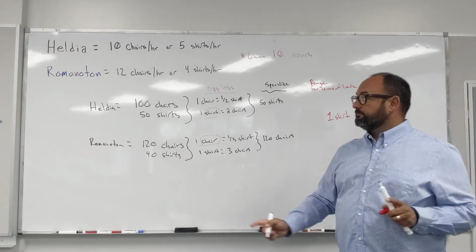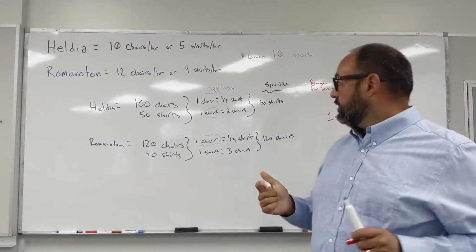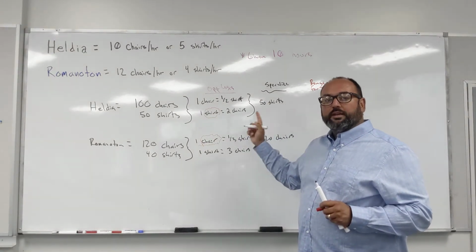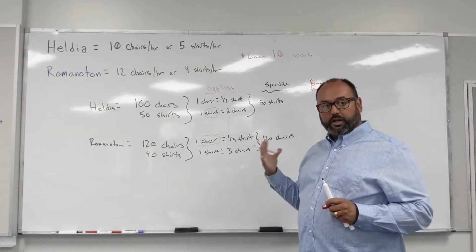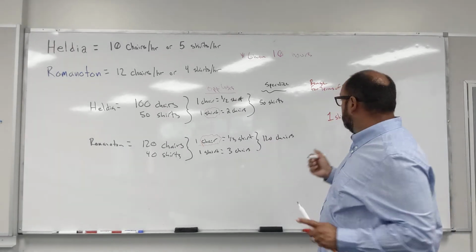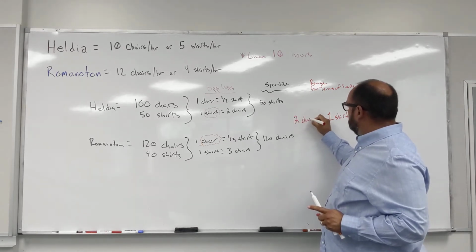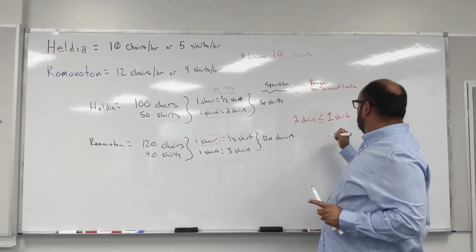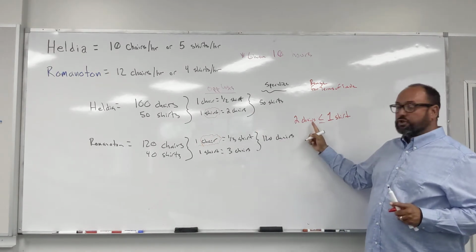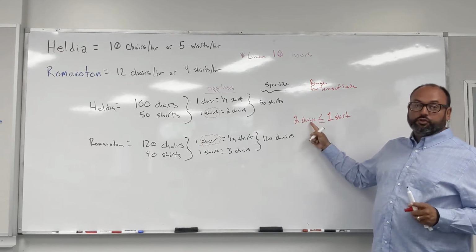Who made the shirts? Heldia did. How much did it cost them to make a shirt? Well, it cost them 2 chairs. Would they be willing to sell their shirt for less than what it cost them to make it? And the answer is no, because that would make them poorer. There's no incentive there. So we know that the lowest price that anybody would accept for a shirt being produced in Heldia is 2 chairs. So the price of a shirt has to be greater than or equal to 2 chairs.